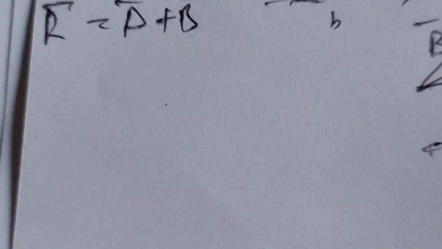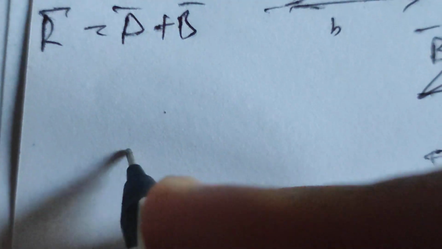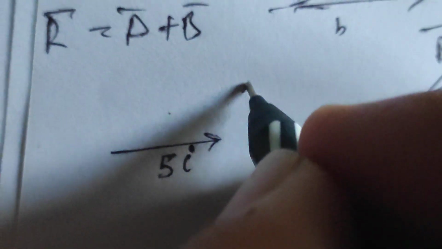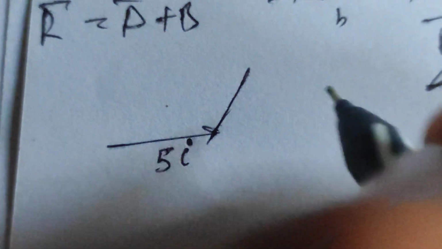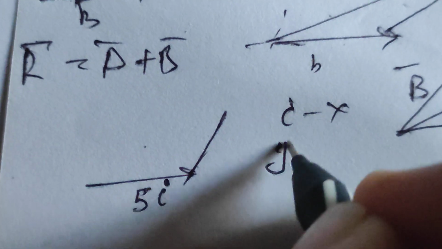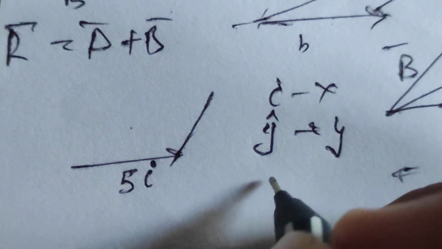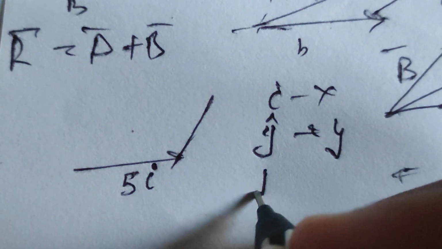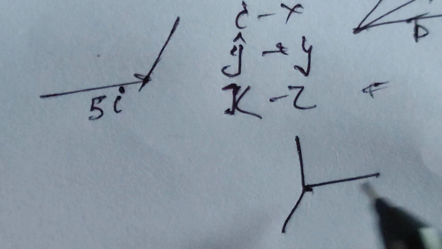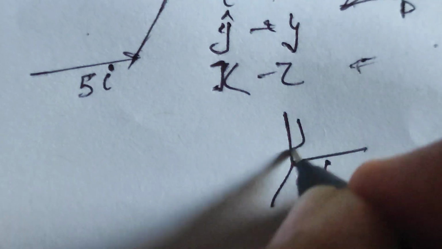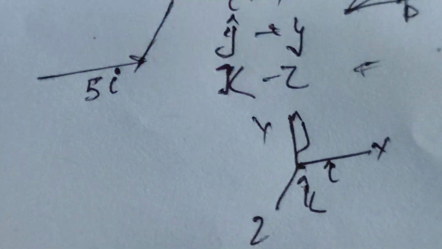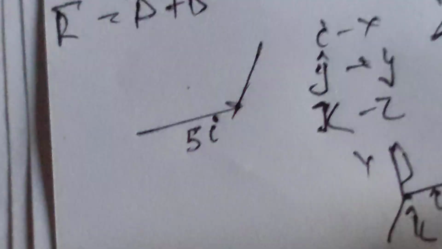Let's take a question for understanding. For example, this is the vector 5 i cap. Say i means the x direction, j means the y direction, and k means the z direction. We know this is our x, y, and z axis. So this is i, this is j, this is k, in three-dimensional space.